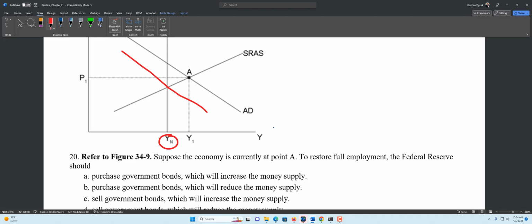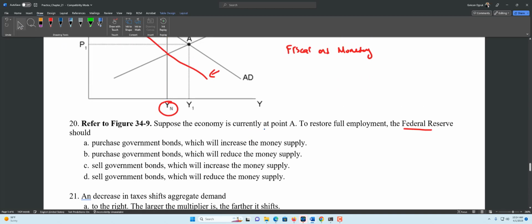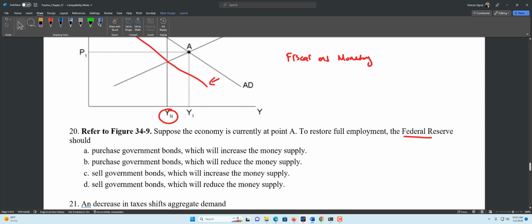So we know that we have two policies, fiscal policy and monetary policy. But this time the question is asking about monetary policy because we have the Federal Reserve here. In order to decrease the aggregate demand curve, the Fed should sell government bonds. Why? Because by selling government bonds, the amount of money supply decreases. Therefore, the right answer is D.